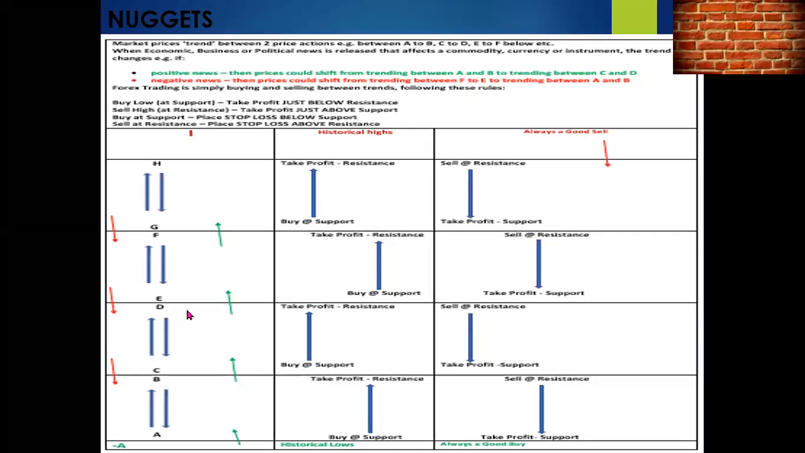We place a sell order at 1.400, and then we could place a stop loss around 1.4020, for example, just in case the price continues to rise rather than fall in our assumed direction. So we place, when we're buying, a stop loss below the support. And when we're selling at the resistance, we place our stop loss above the resistance.